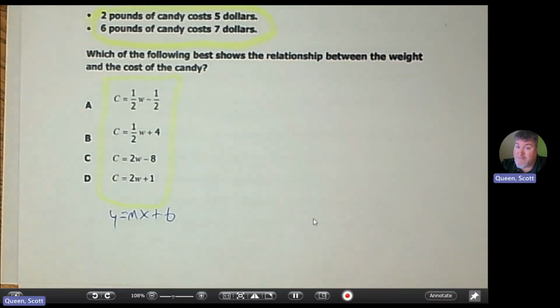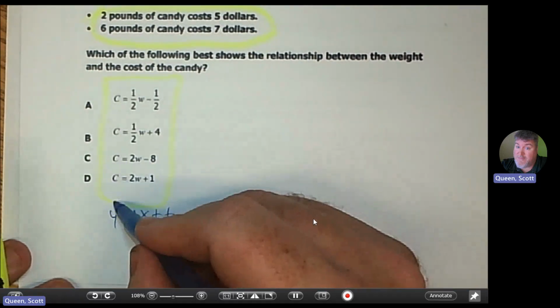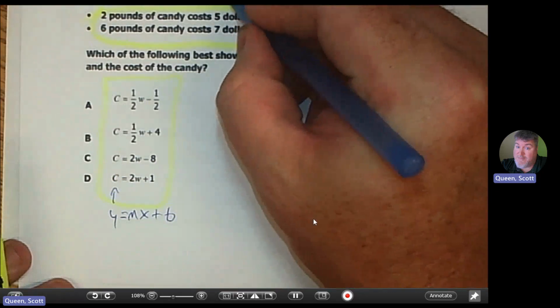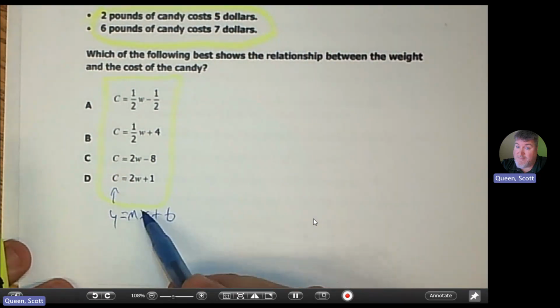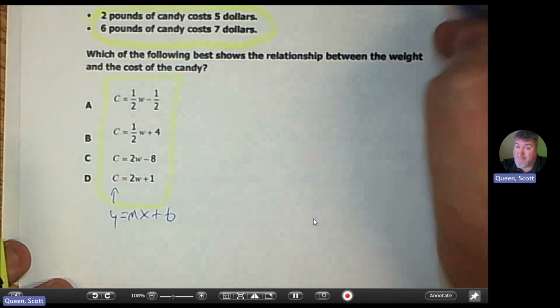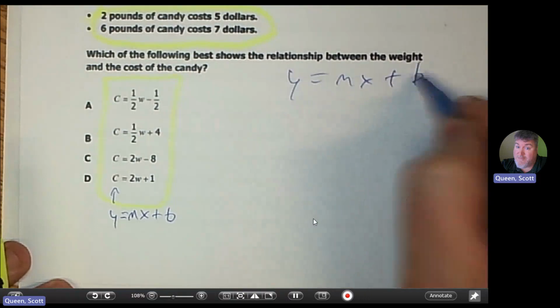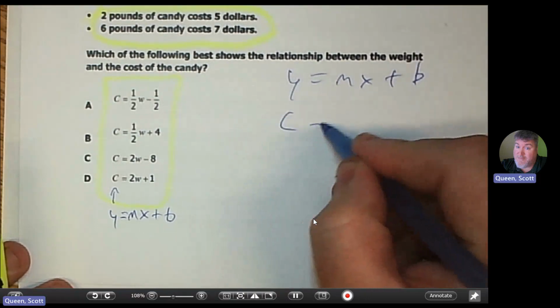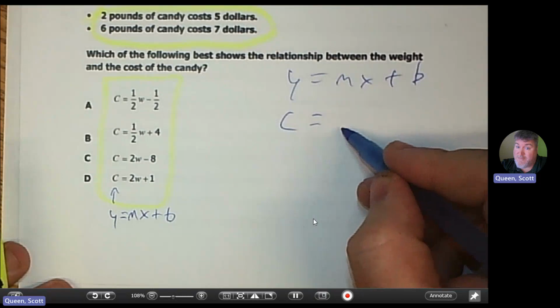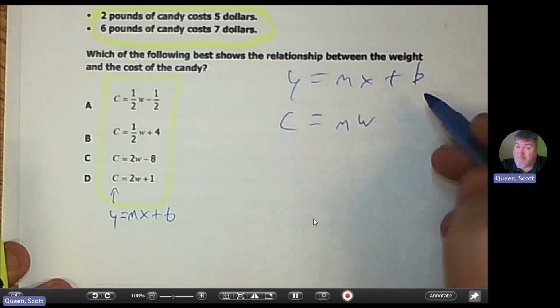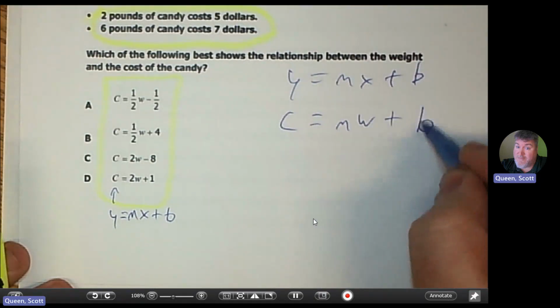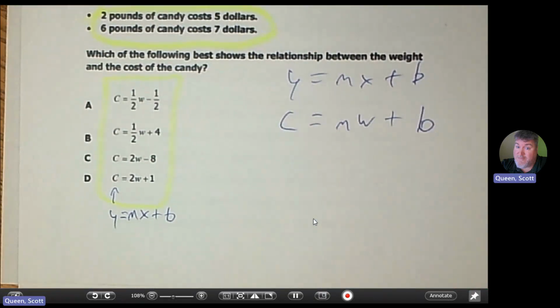Now, this is just the way I think. You don't have to do it this way. All right, since y is in the c spot, that to me says c is y. When I see w in the x spot, that means my w is probably going to be my x. So y equals mx plus b. Let me rewrite this. C equals mw plus b. We don't have something for b yet. Now, do y'all see what we did here?